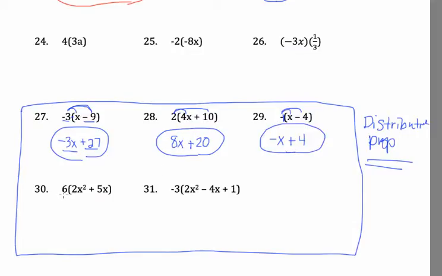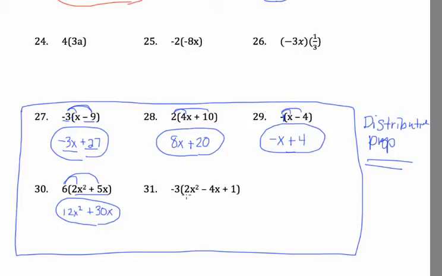Again, distributive property because I have a number multiplied by something in parentheses, and that something in the parentheses is an addition or a subtraction problem. So 6 times 2x squared is 12x squared. And 6 times 5x is plus 30x. 12x squared plus 30x. Again, I can't add those. They're not like terms, so that's as simple as I get.